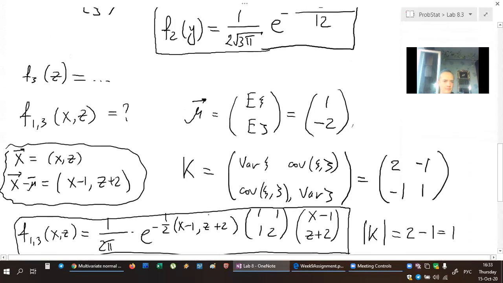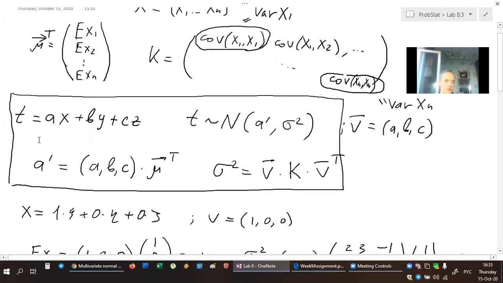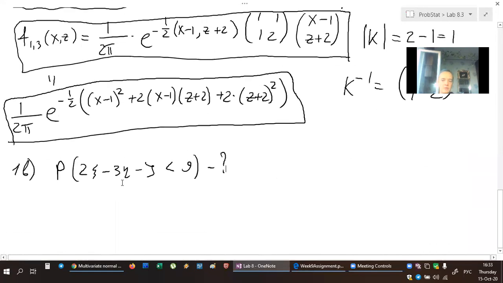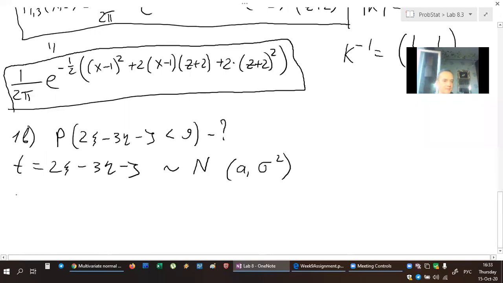As I said before, if we have a linear combination of normally distributed random variables, then we have a random variable which is normally distributed as well. So this random variable, let's write it with letter t, 2 psi minus 3 eta minus zeta, is normally distributed with some parameters a and sigma square. Let's find out what are these parameters.